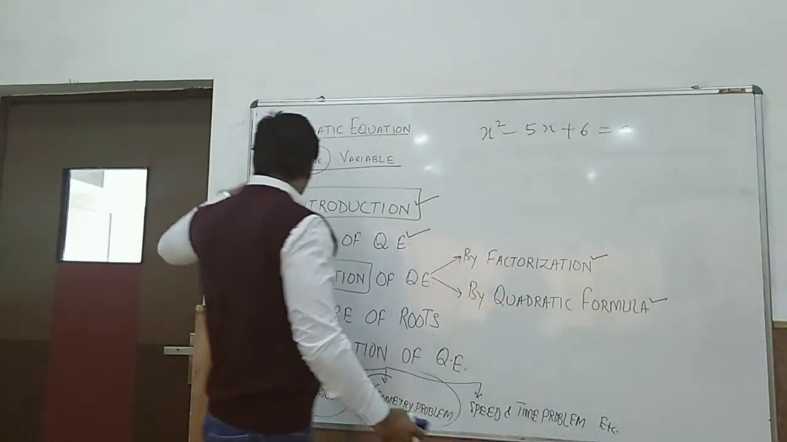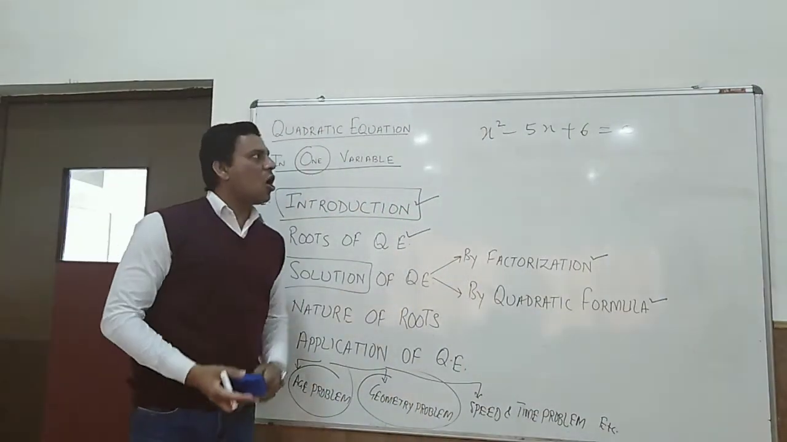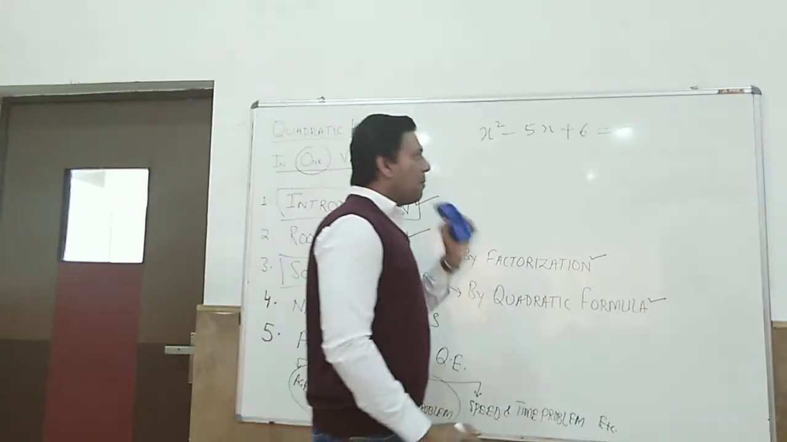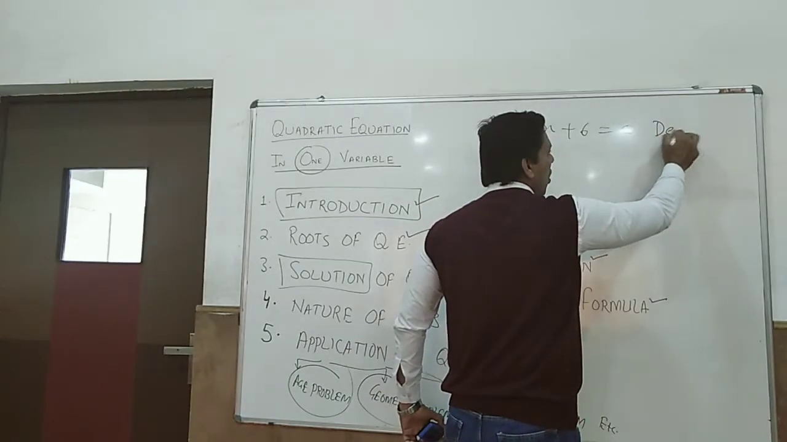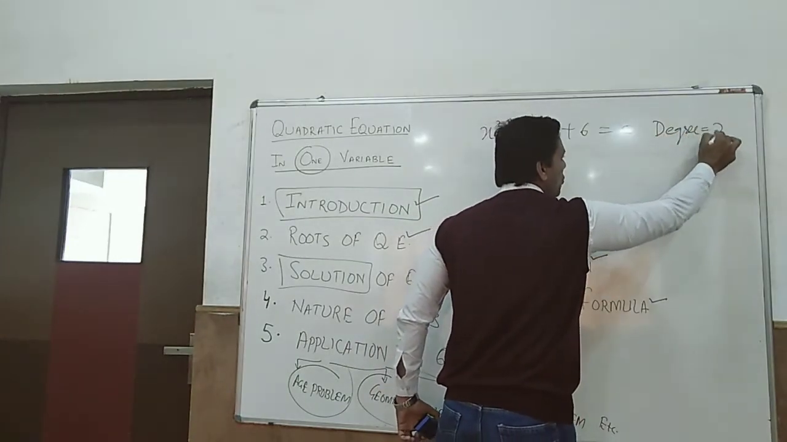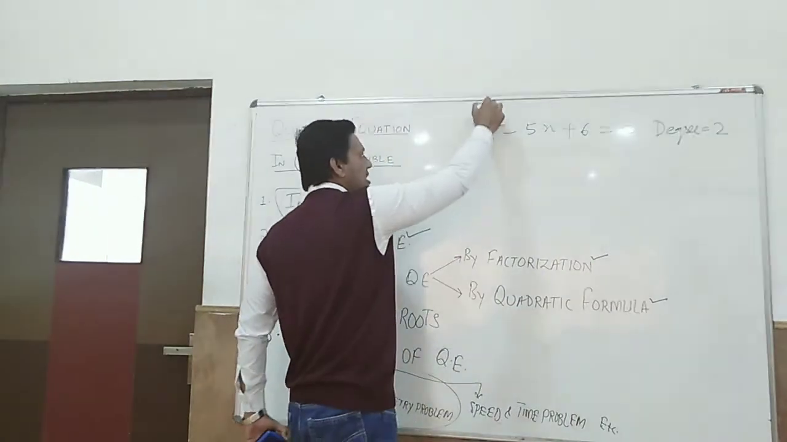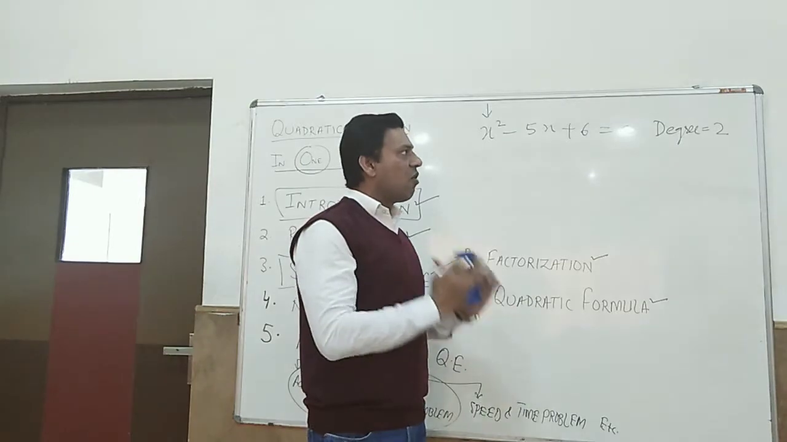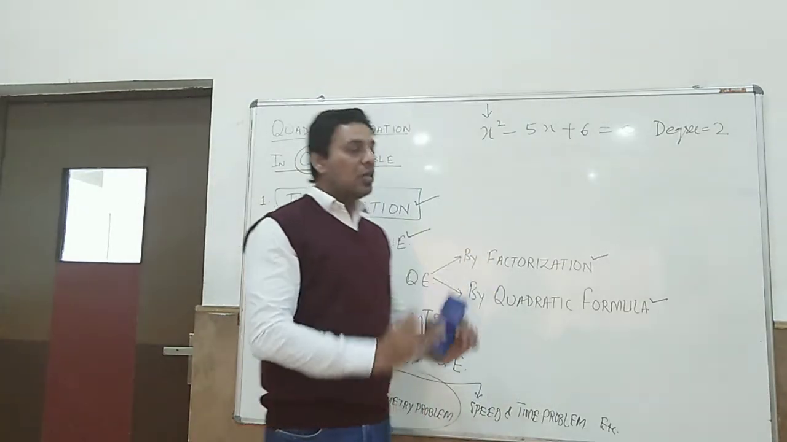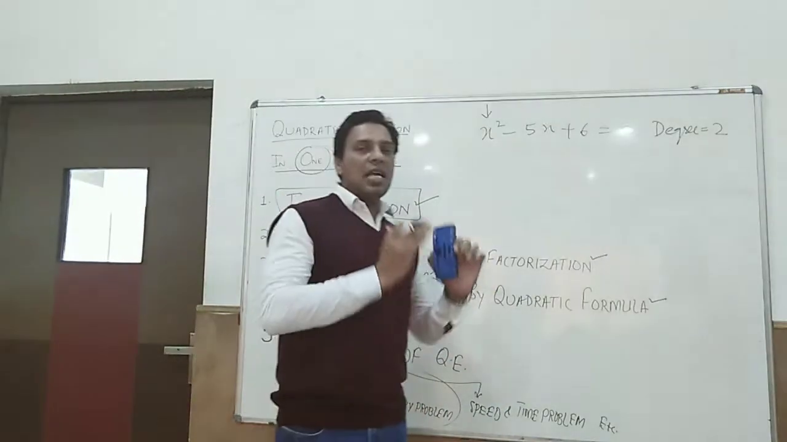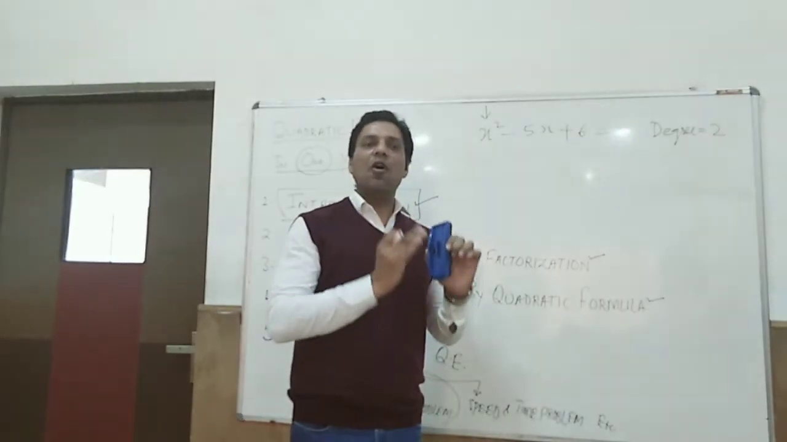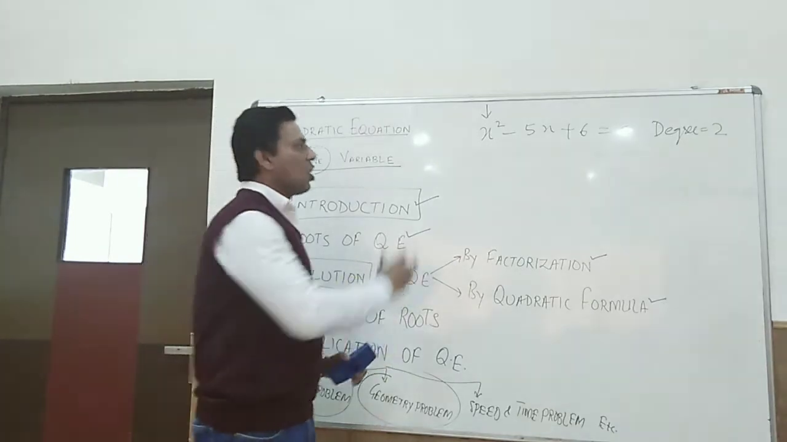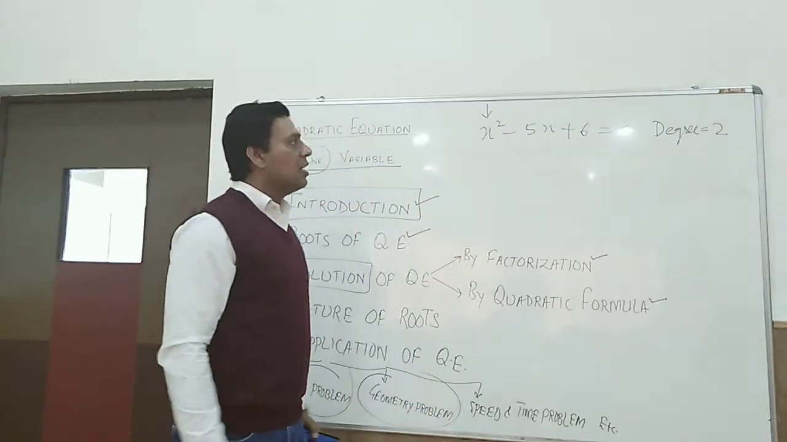So now come to the second point, roots of quadratic equation. What are the roots of a quadratic equation? Remember, a quadratic equation always has degree 2, because the maximum power of x is 2. So the degree of every quadratic equation is 2. So it must have two and only two roots, because the degree of a quadratic equation is 2.